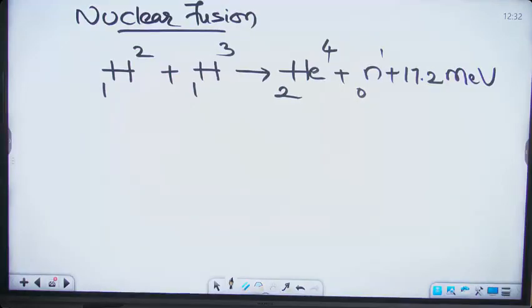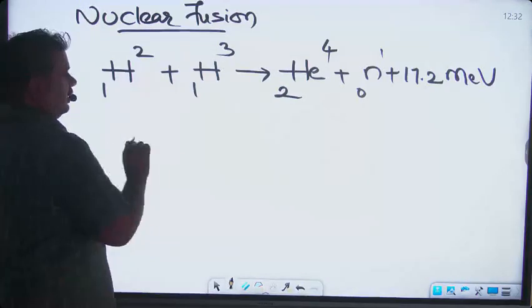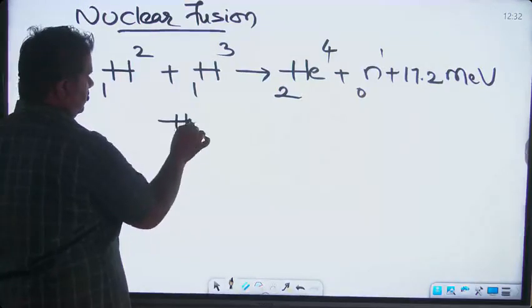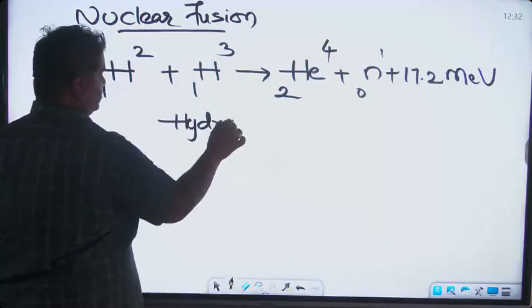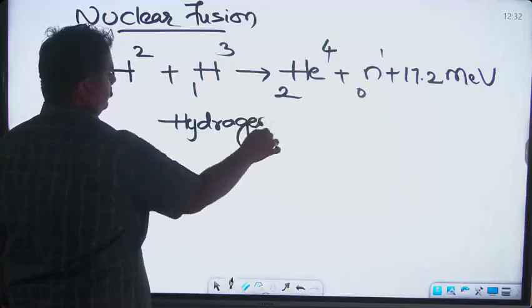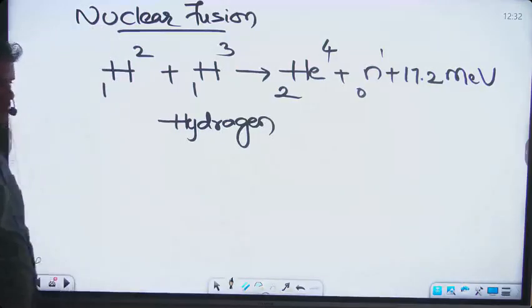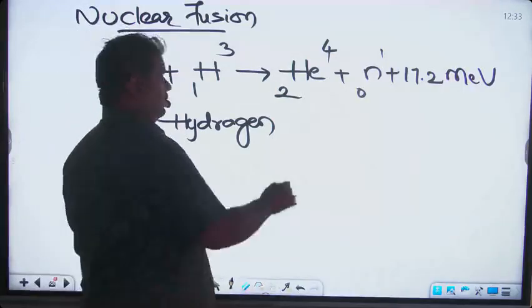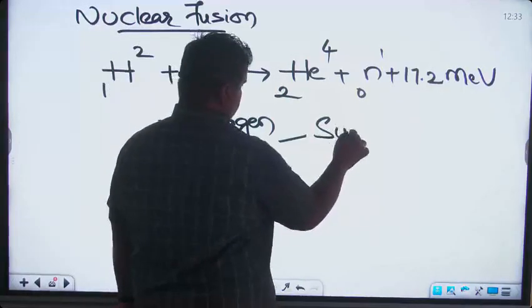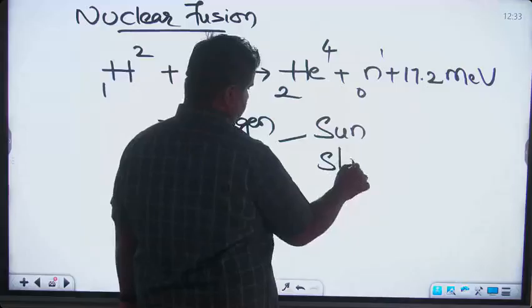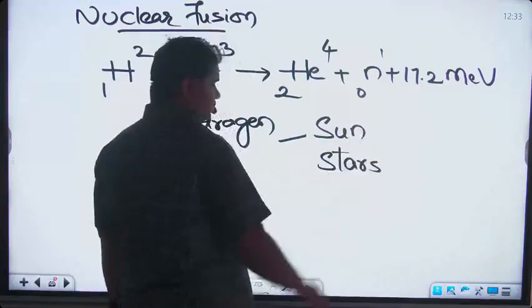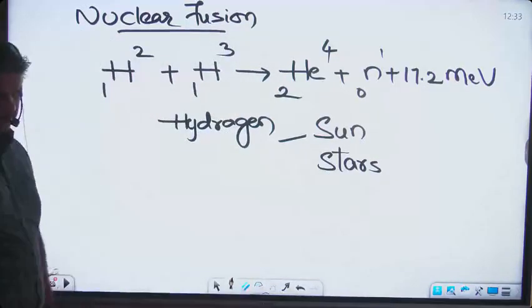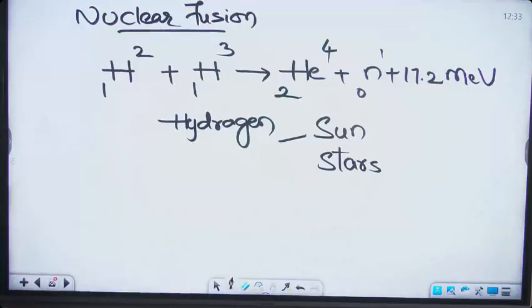Example, hydrogen undergoes nuclear fusion. Where? In sun and stars. Hydrogen undergoes nuclear fusion in sun and stars.